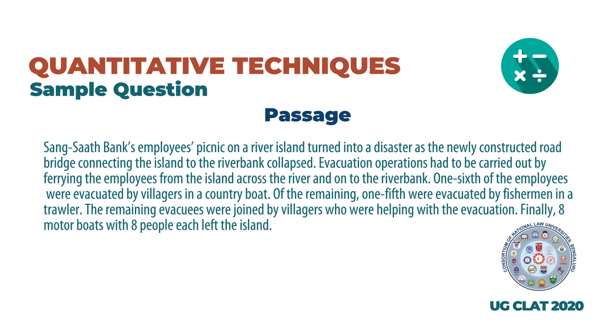1/6 of the employees were evacuated by villagers in a country boat. Of the remaining, 1/5 were evacuated by fishermen in a trawler. The remaining evacuees were joined by villagers who were helping with the evacuation. Finally, 8 motorboats with 8 people each left the island.